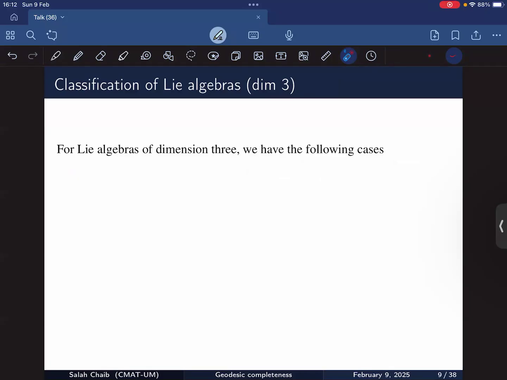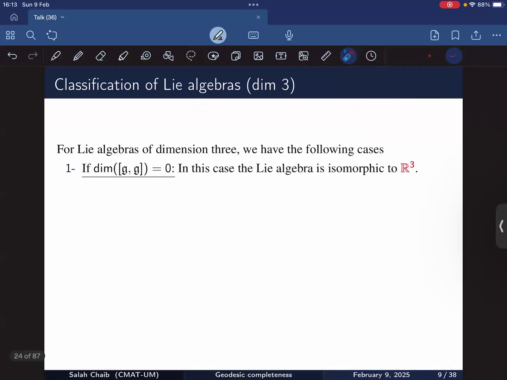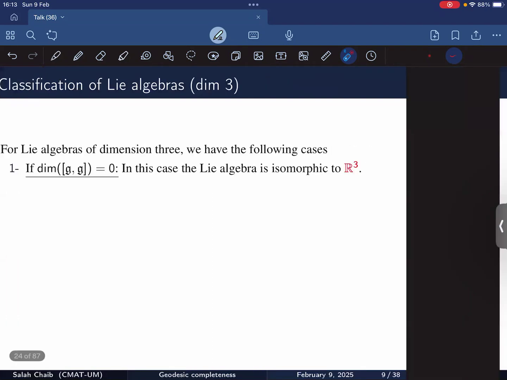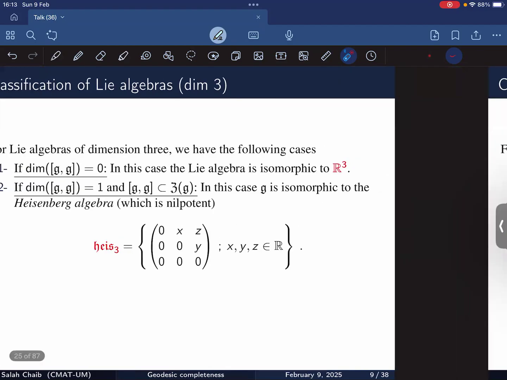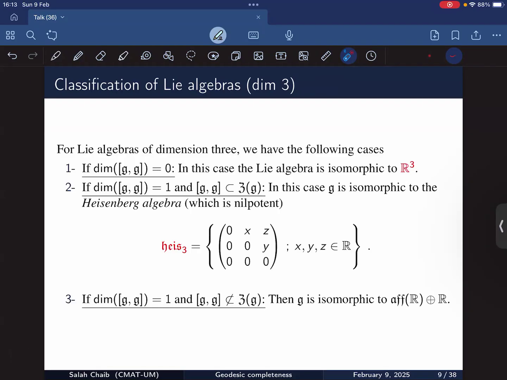For dimension 3, we no longer have finitely many of them. We have infinitely many Lie algebras. If the derived algebra is 0, this means that it's abelian, so it's R3, and it's unimodular. If the derived algebra has dimension 1 and is included in the center, this gives the Lie algebra of the Heisenberg group. If the dimension is still 1, but the derived algebra is not included in the center, this gives you the algebra affine plus R, which is the direct sum of the affine algebra we already defined in dimension 2 with R, and it's not unimodular.